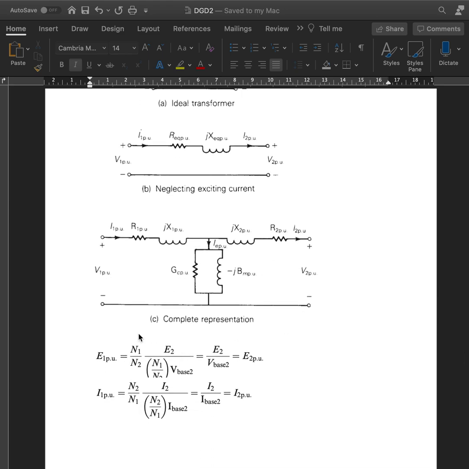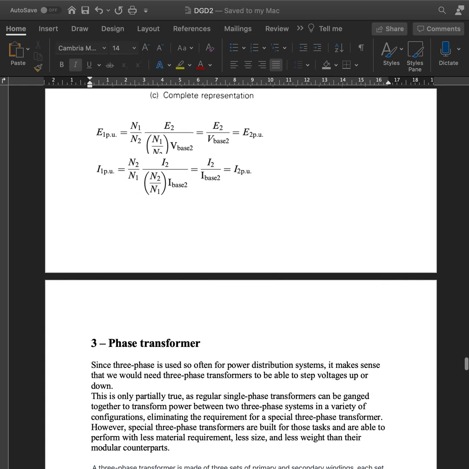We can define them like E1 per unit could be defined almost the same as E2 per unit. And the same can be said for I2 per unit. Can be done. Okay, then we have three-phase transformers now.